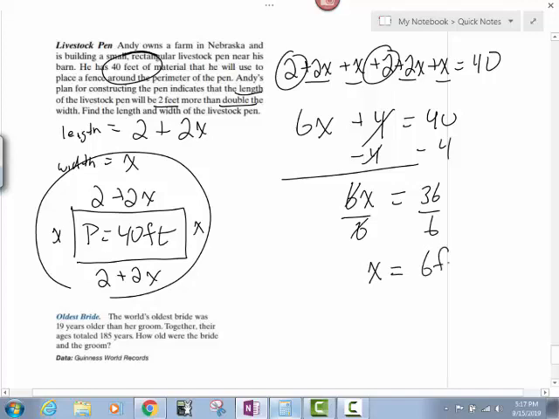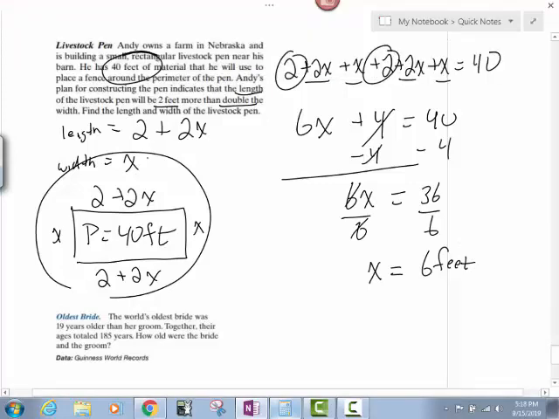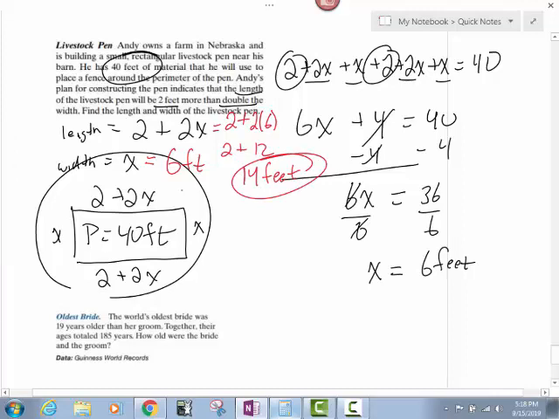This is given to me in feet. Okay? So I'm going to come back one more time. Which one was x? The width. So the width is 6 feet long. Okay? Now remember how I'm going to find the length. I'm going to take 2 plus 2 times 6. Oops. Plus 2 times 6. Okay? Well, 2 times 6 is 12, and 2 plus 12 is 14. Okay? So 6 feet for the width, 14 feet for the length, and there's our perimeter, right?